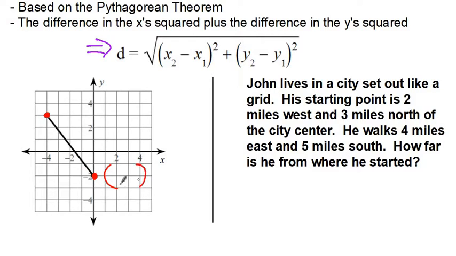So that point right there, that bottom point looks like it's at (0, -2), and this point right here looks like it's at (-4, 3). So now we need to use this formula right here.